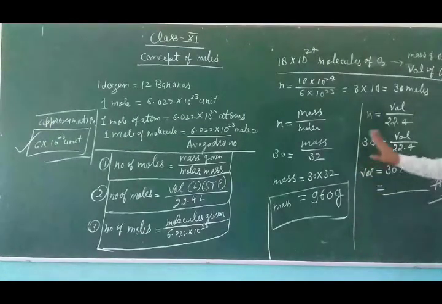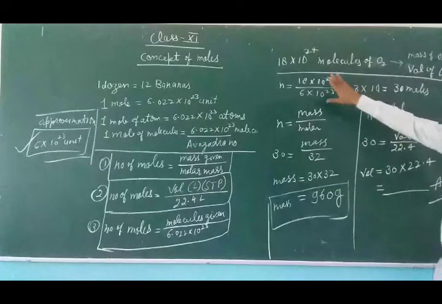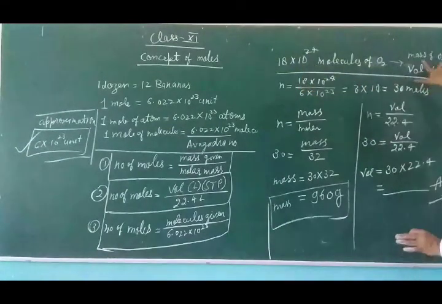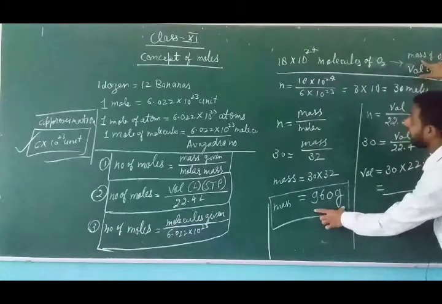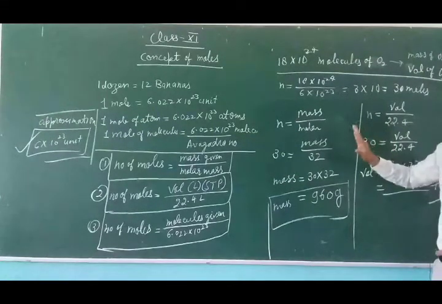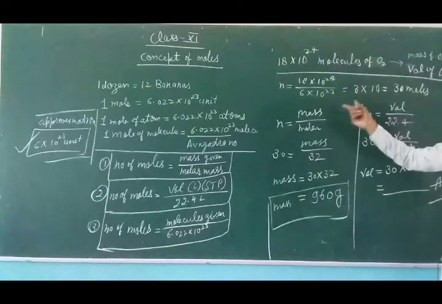So by this notation we can find out that in 18 into 10 to the power 24 molecules the mass of oxygen is 960 gram, and the volume of oxygen can be calculated by this method. Firstly, we have to convert molecules into moles, and with the help of moles we can find the mass and volume.